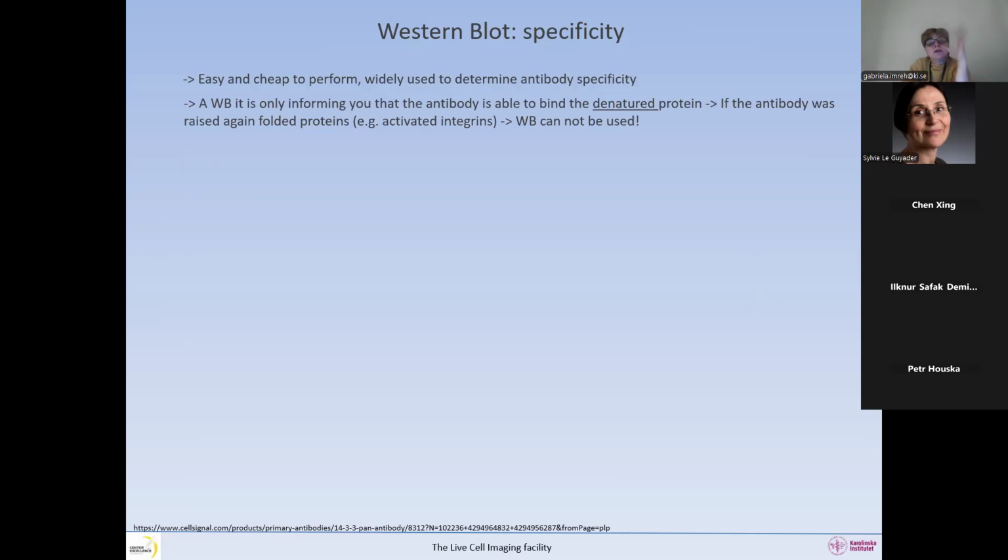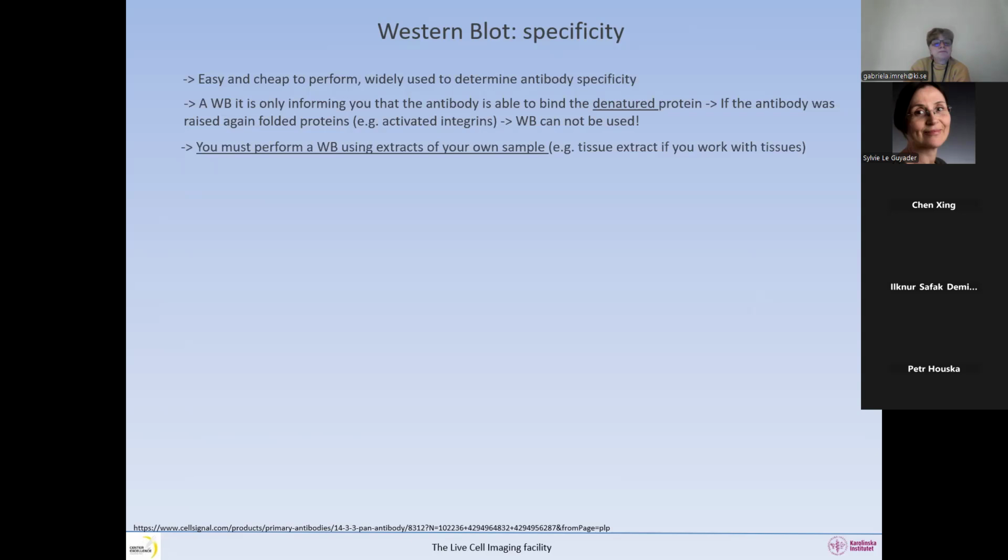So if the antibody was raised against a folded protein, and here we can give as an example the activated integrins, the Western blot cannot be used, so you will not get anything. Also, let's say that the vendor shows a Western blot, but it is definitely not in the cell or tissue type that you are working with.